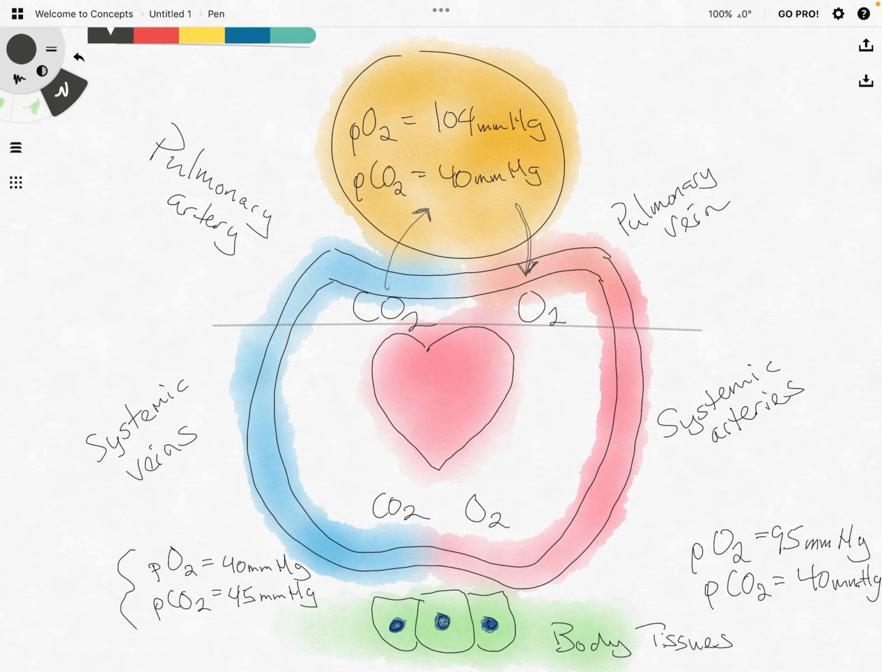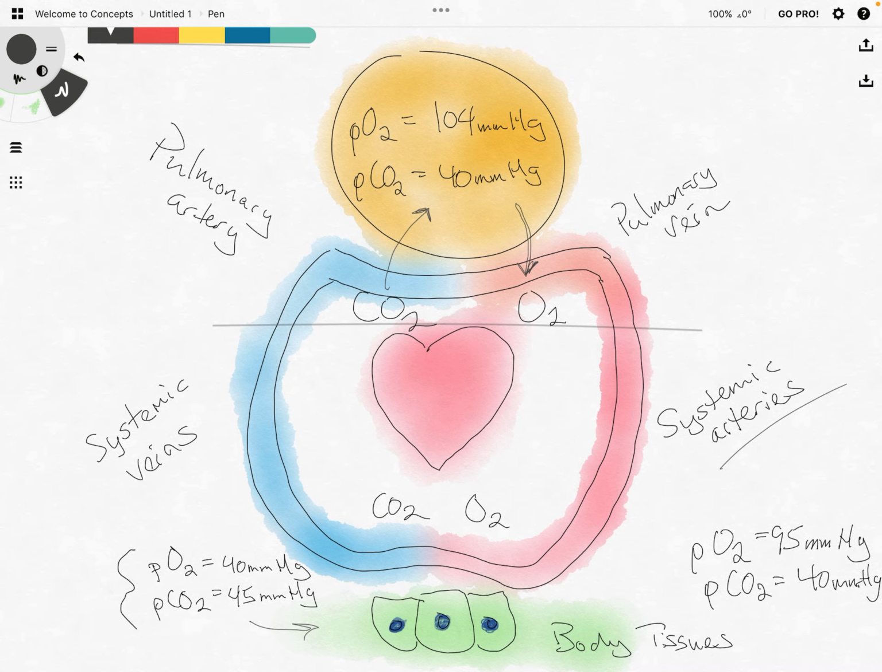All right, now we've just oxygenated, we picked up oxygen via the pulmonary circuit. Now we're going to travel through the systemic circuit via the systemic arteries, and now we have 95 millimeters of mercury partial pressure of oxygen. Partial pressure of carbon dioxide is low, 40 millimeters of mercury, compared to the body tissues, which have these same values here. Partial pressure of oxygen is 40 millimeters of mercury. Partial pressure of carbon dioxide is 45 millimeters of mercury.